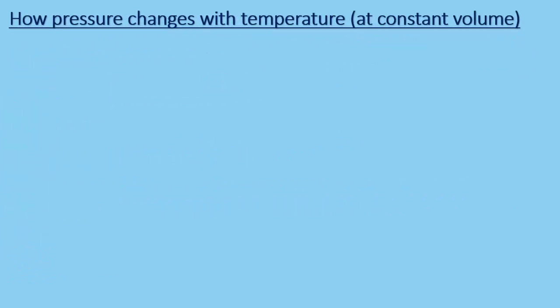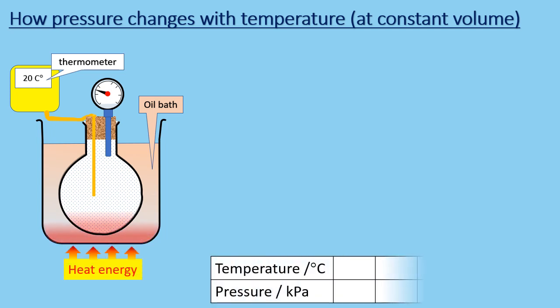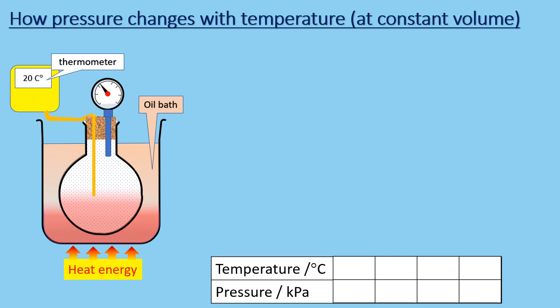Let's discuss why a rise in temperature leads to a corresponding rise in pressure if we keep the volume constant. Let's first carefully monitor the results of this experiment. In this experiment, the volume of air contained in the flask is fixed. We'll start by heating the oil bath that surrounds the flask, while taking temperature and air pressure readings. As you can see, as the temperature rises, the pressure also rises.